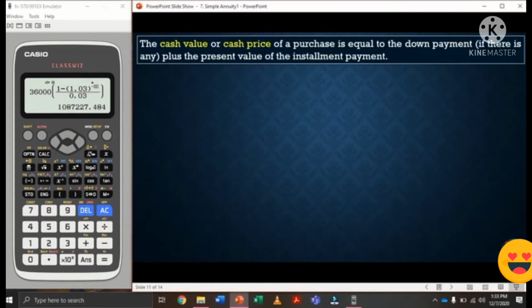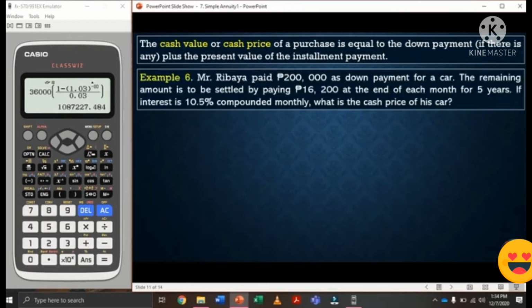And for another example, the cash value or the cash price of a purchase is equal to the down payment if there's any or plus the present value of the installment payment. So pag kinukuha natin, pag pinapahanap ka sa problem, yung cash value or the cash price, so ang gagawin lang natin, down payment plus the present value. So, paano gawin yan? For example, Mr. Rebaya paid 200,000 as down payment for a car. The remaining amount is to be settled by paying 16,200 at the end of each month for 5 years. So, if interest is 10.5% compounded monthly, what is the cash price of this car?